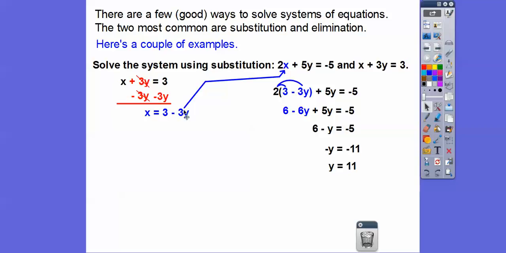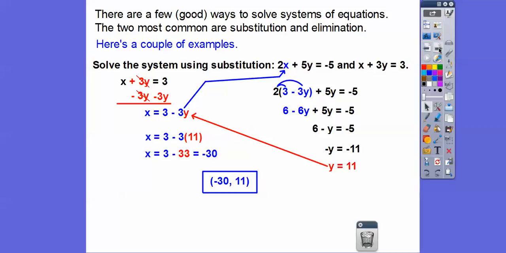And we have to write it as an ordered pair, so we have to get x over here, so we'll plug in 11 right there. So 3 minus 33 is going to get us negative 30. So write it as an ordered pair, x, y, so negative 30 comma 11.